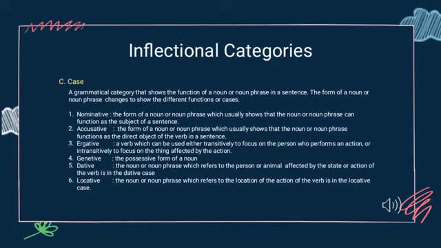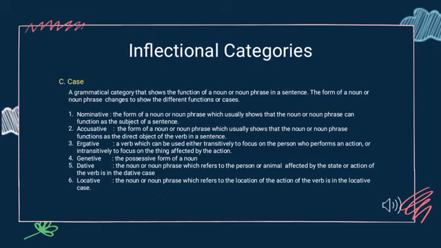C. Case. Case is a grammatical category that shows the function of a noun or noun phrase in a sentence. The form of a noun or noun phrase changes to show the different functions of cases. The first, nominative: the form of a noun or noun phrase which usually shows that it can function as the subject of a sentence. The second, accusative: the form of a noun or noun phrase which usually shows that it functions as the direct object of the verb in a sentence.